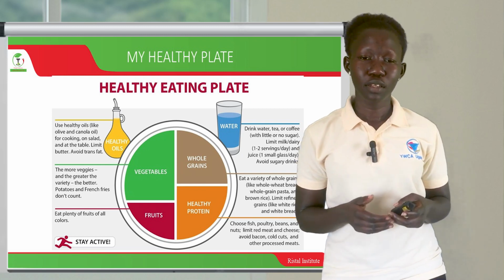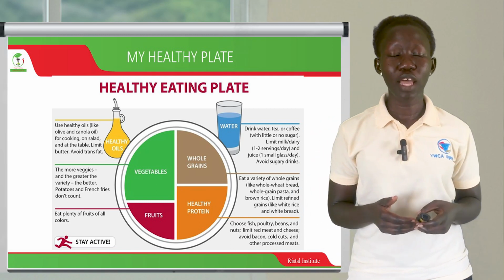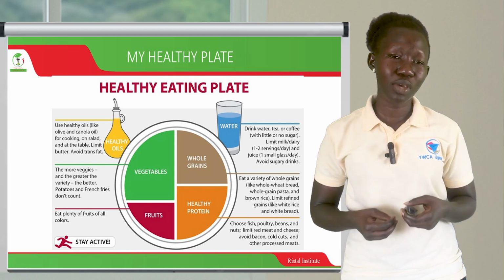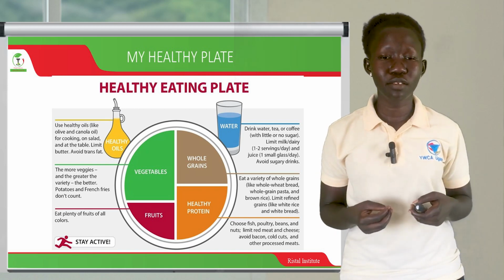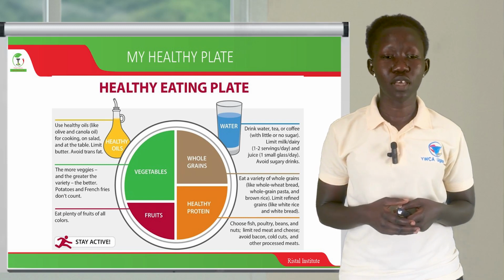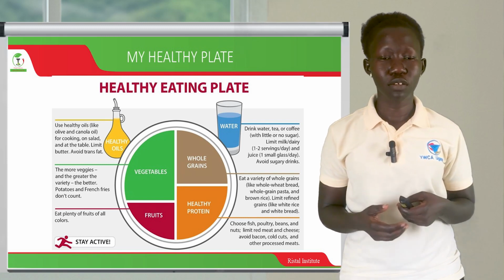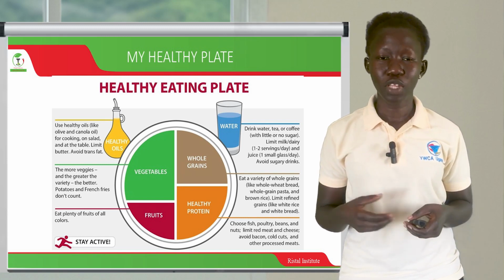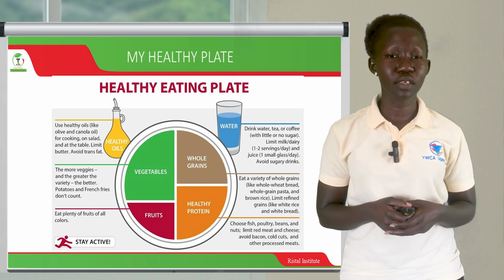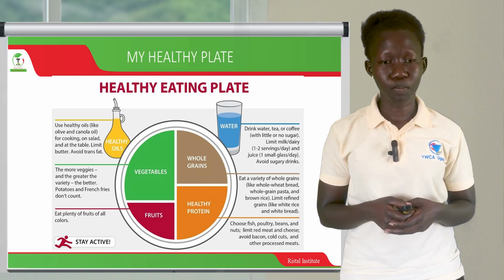And again, an individual has to remain active. As you consume a healthy diet, you also have to make sure you exercise so that any excess in your body is used during exercise and you prevent overweight and obesity and other chronic diseases. So let's look at the My Healthy Eating Plate in detail.